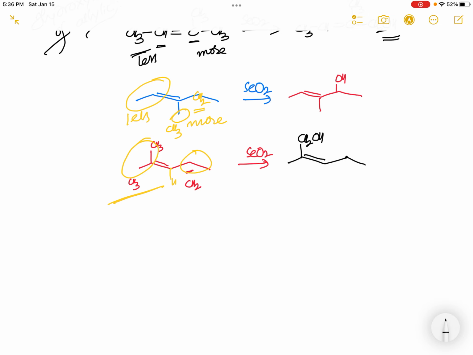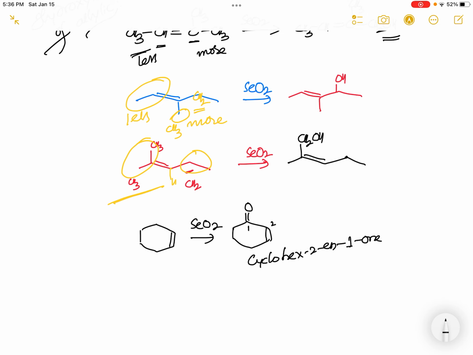And one other special reaction is if you are having cycloalkenes, then selenium dioxide can oxidize that too. Cyclohexene one, cyclohex 2-ene 1-one. First place, second place. This is cyclohexene. This is again one very special characteristic in cycloalkenes. The ring methylene group at alpha position is converted to double bond oxygen.